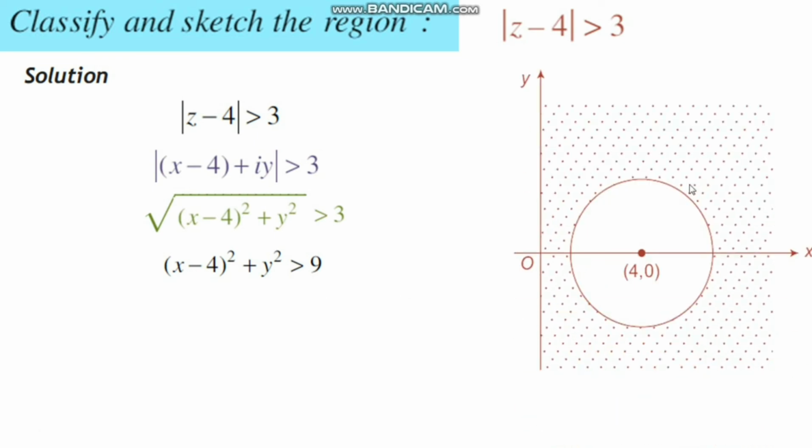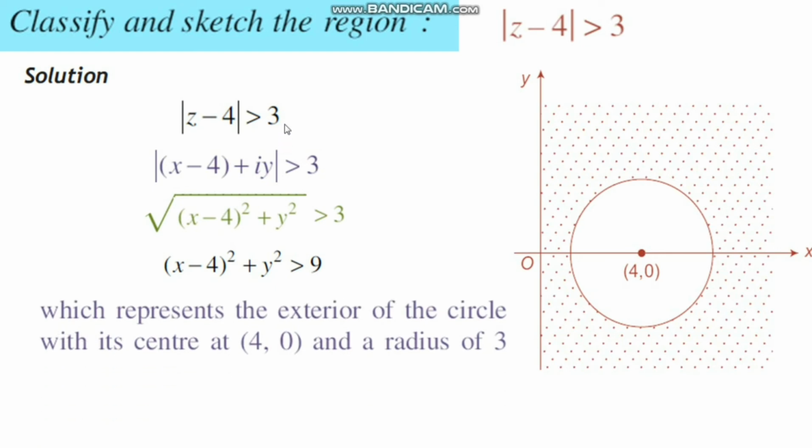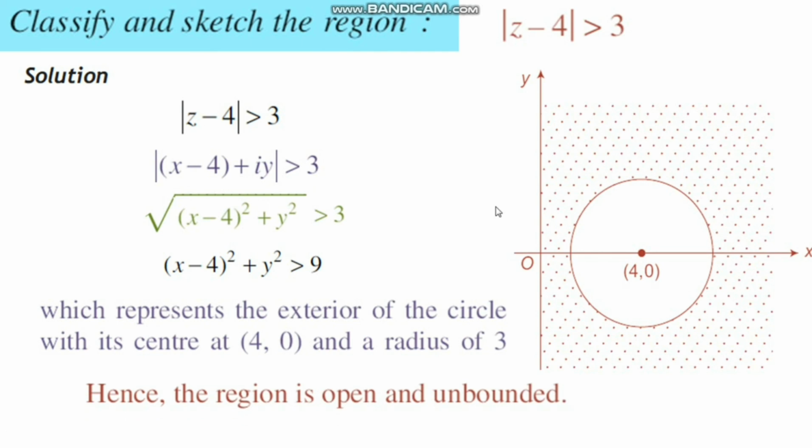So this is the exterior of the circle whose center is (4, 0) and radius is 3 units. This region represents the exterior of the circle whose center is at (4, 0) and radius is 3 units. Hence, we conclude that this region is open and also unbounded.